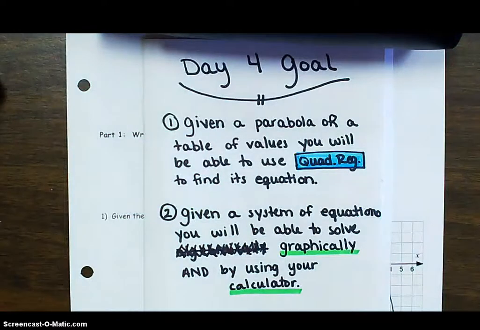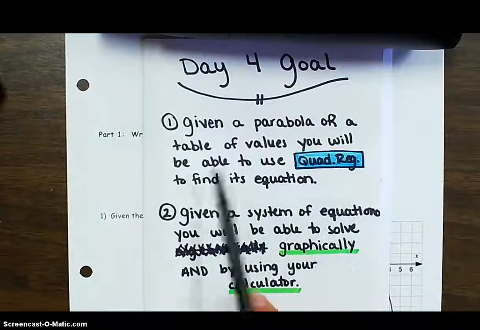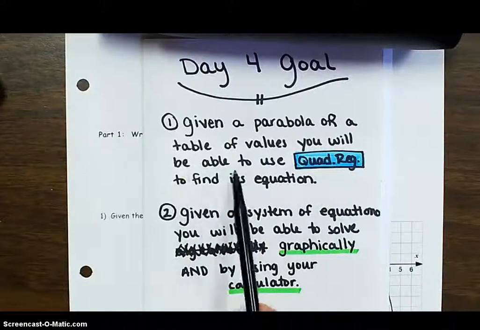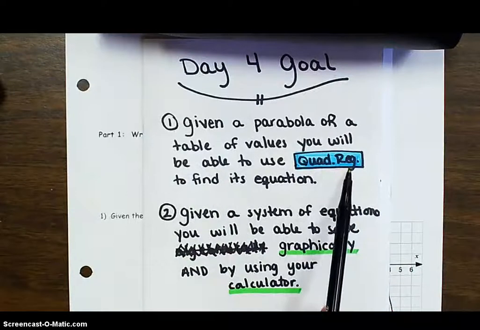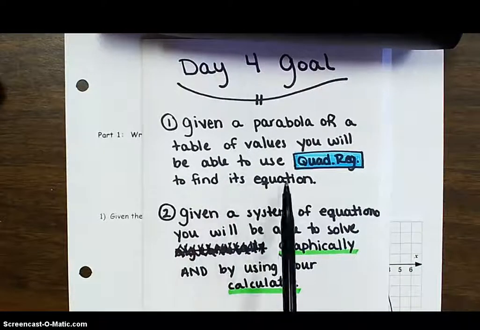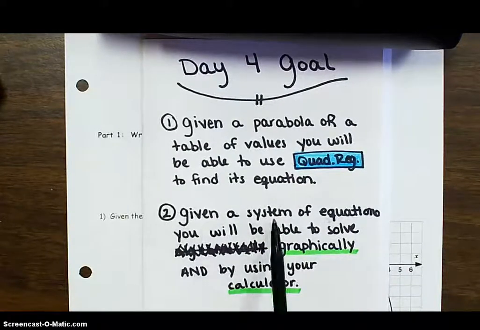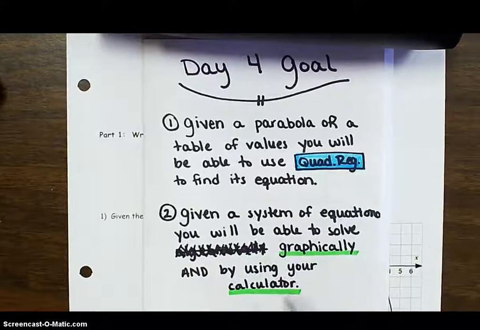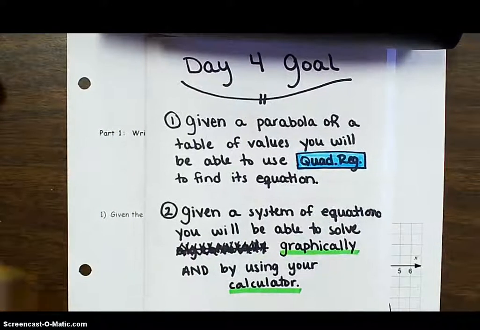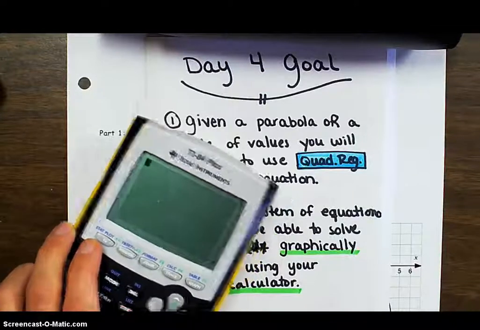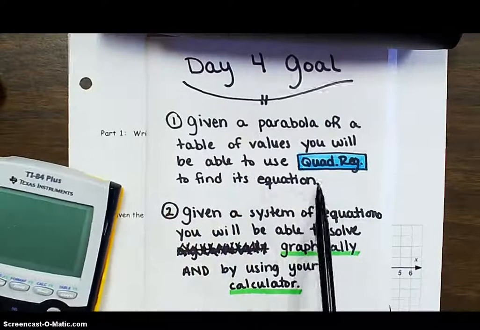Our goal for today, given a parabola or a table of values, you will be able to use the quadratic regression button to find its equation. Our secondary goal for today, given a system of equations, you will be able to solve graphically and by using your calculator. So both of our goals today are going to use your calculator, so make sure that you have that handy. All right, so let's take a look at our first goal.